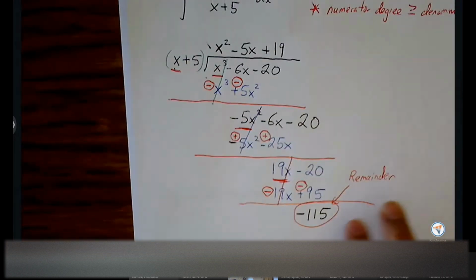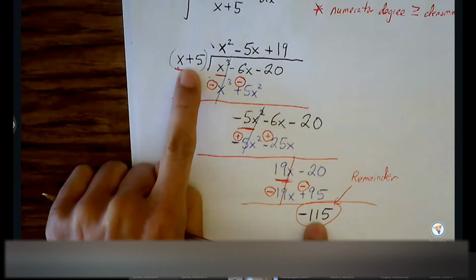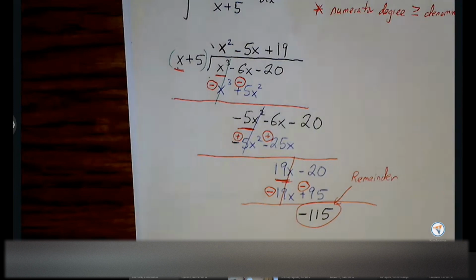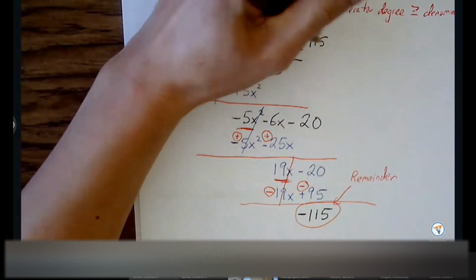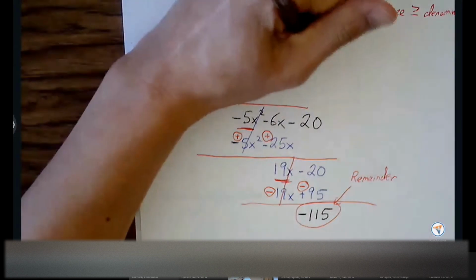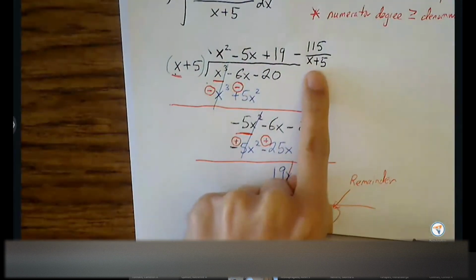Now, there's a specific way that we write the remainder. We want to indicate that I can't divide negative 115 by x plus 5 any further. So I'm going to do exactly that. I'm going to say my remainder is my term divided by the x plus 5. I can't go any further. This is as far as I can go, and I'll just indicate that as my remainder.